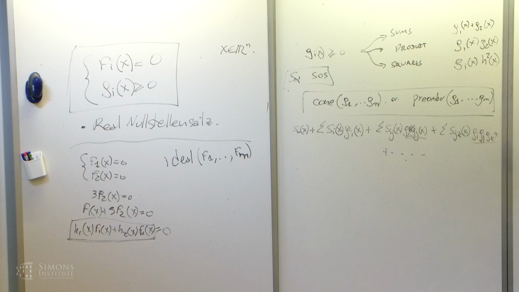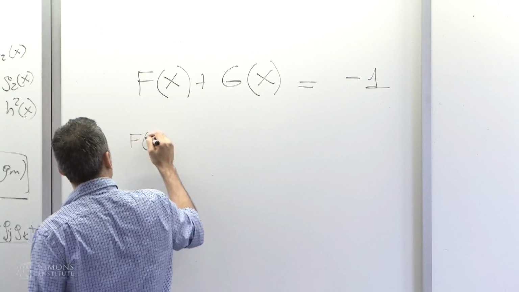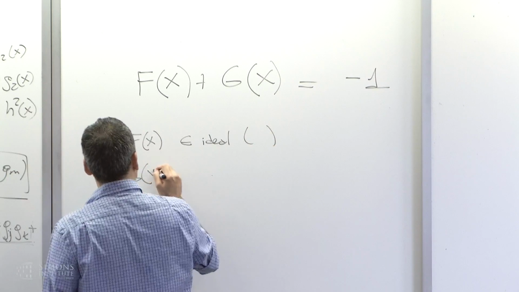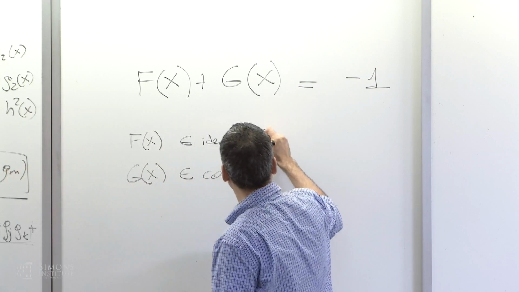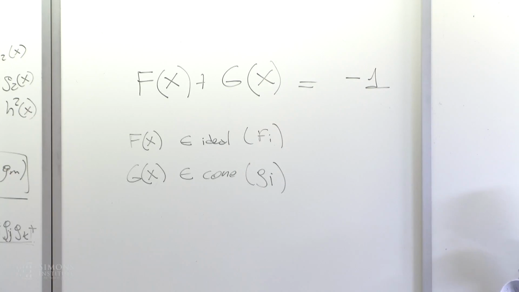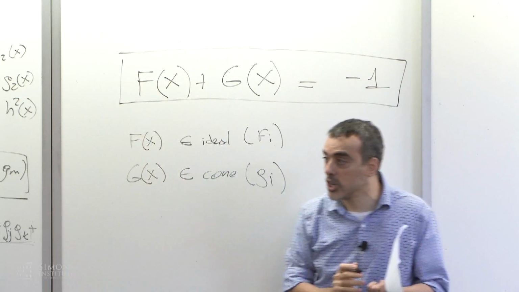So this theorem, one direction of which is absolutely trivial, is really that if I succeed in finding two polynomials, f and g, such that the sum of these two polynomials is the polynomial -1, where f is in the ideal of the equations of the f sub i, and g is in the cone generated by the g sub i. And these two polynomials, f and g, satisfy the equation f plus g equals -1.